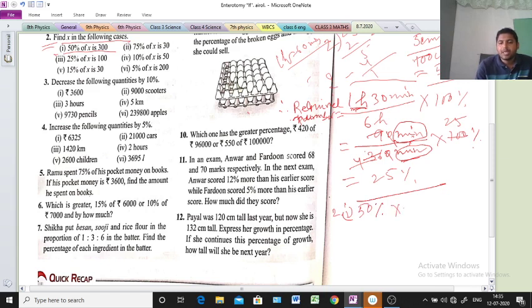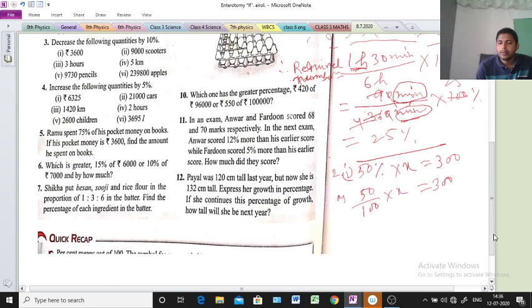Percent, of means multiplication, x is equal to 300. Clear? 50% of x, of means what? Multiplication. That's why 50% into x equals 300. Clear everyone? Okay, now we find out the value of x. So 50% we can write as 50 by 100, clear or not? Into x equals 300.